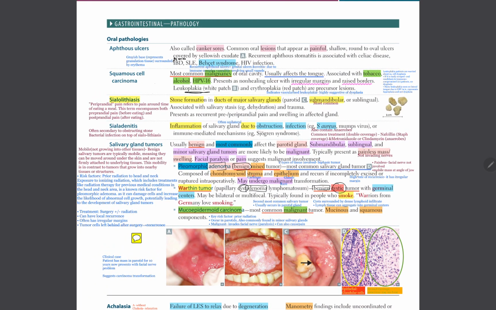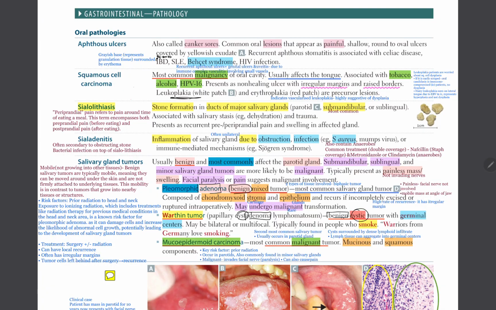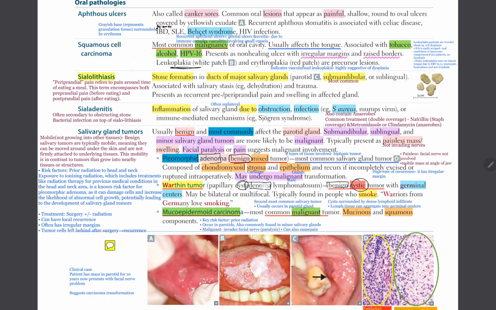That's for the salivary glands, and it is associated with salivary stasis, that is dehydration or trauma, and it occurs as peri-prandial pain and swelling in the affected gland. So we know preprandial pain is before eating, postprandial pain is after eating, and peri is around the time of eating a meal, and it encompasses both the preprandial pain and the postprandial pain.